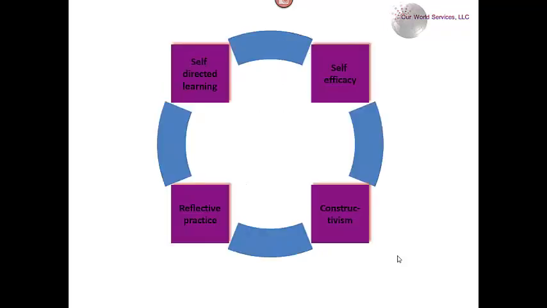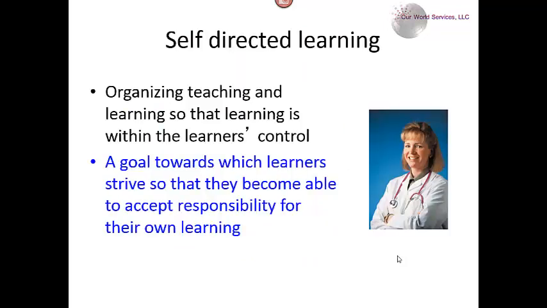So what we want with adult learners, we want some self-direction in their learning. We want self-efficacy. We want constructionism. We want reflective practice. All of these four components come together for the ideal adult learning environment. Self-directed learning is organizing teaching so the learning is within the learner's control. We need to set a goal towards what the learners strive for so they'll be able to accept responsibility for their own learning. What is the goal for the week? What do you hope to get out of it? What is your objective for this week, and why is it important?